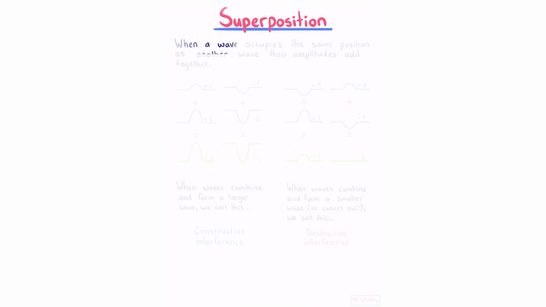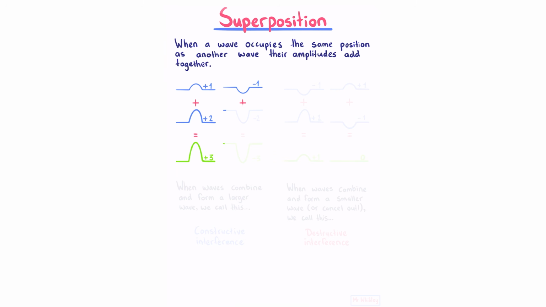Superposition. When a wave occupies the same position as another wave, their amplitudes add together. And so if we have an amplitude of 1 and add on a wave of amplitude 2, the resulting amplitude is positive 3. However, if we had an amplitude of -1 and add on an amplitude of -2, the resulting amplitude is going to be -3. When waves combine and form a larger wave, as they have done here, we call this constructive interference.